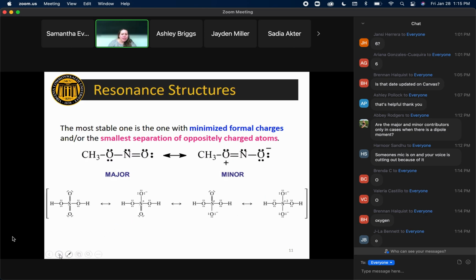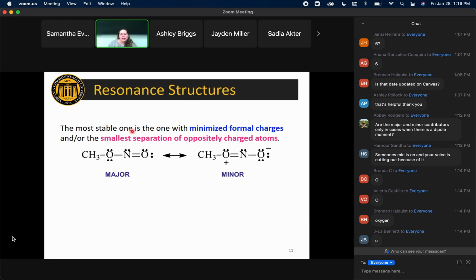We also ideally want to have the smallest separation of formal charges. Somebody wanted me to say it again. Yeah, I'm a bit confused. Okay, so let me back up, get rid of that.